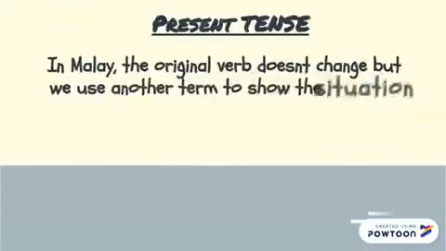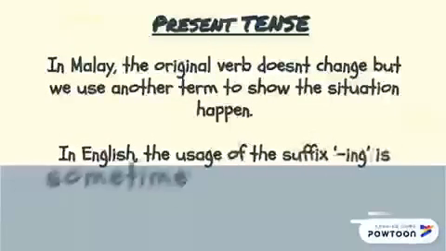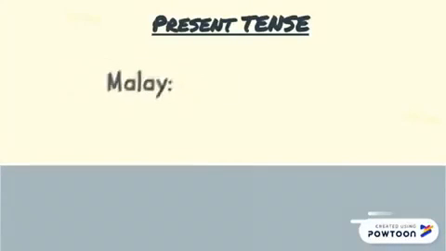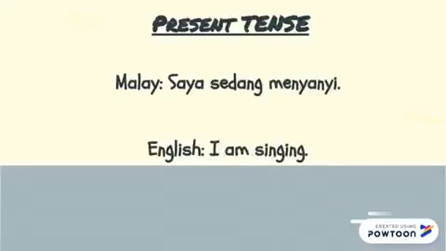Next is present tense. In Malay, the original verb doesn't change, but we use another term to show the situation happening, while in English, the suffix ing is sometimes applied in present tenses. As an example, in Malay, saya sedang menyanyi, while in English, I am singing. As you can see, Malay only uses sedang, while English has to add on ing to the verb to indicate that it is a present tense.